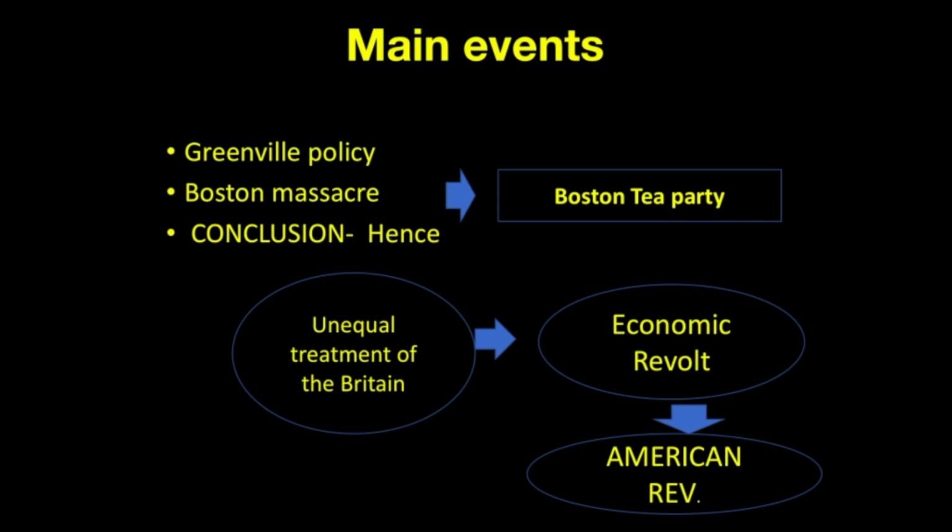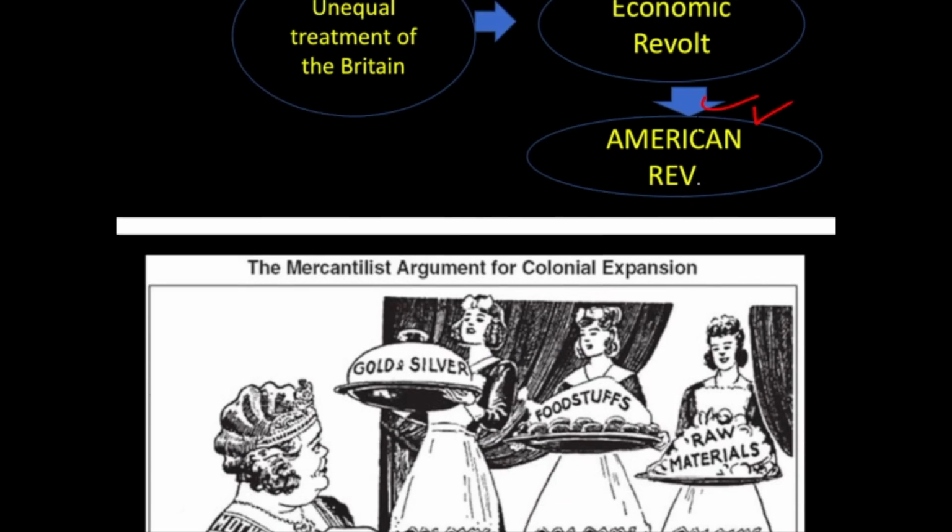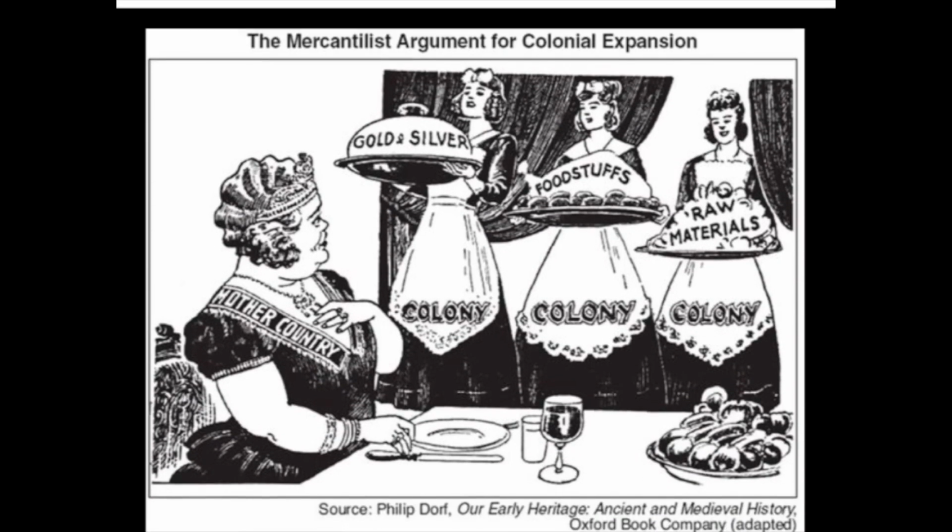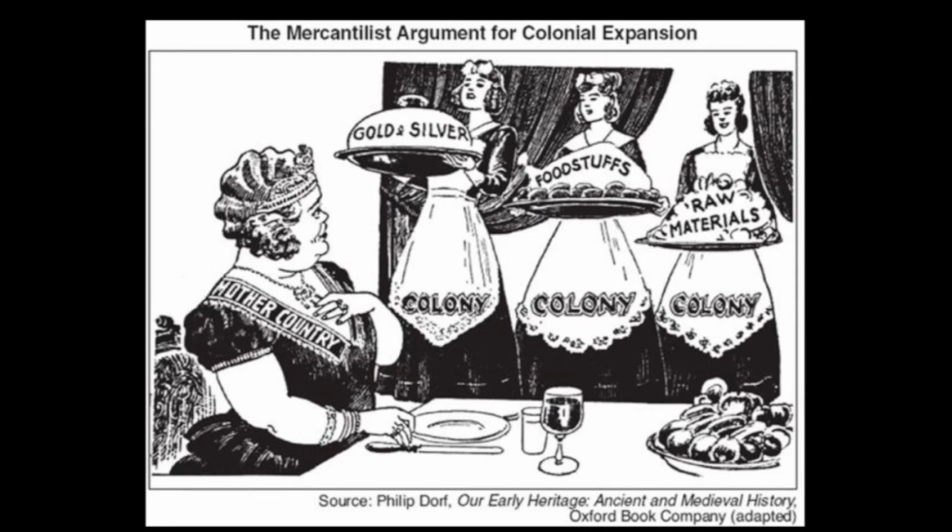In the flow of our answer, and especially in the conclusion, these three parts should come: the unequal treatment by Britain and how it led to the economic revolt and American Revolution. Because it is a very vague and vast question, you need to define your boundaries. So this is the last slide.